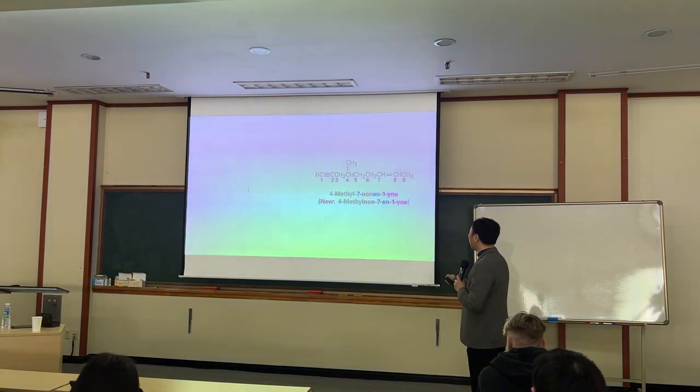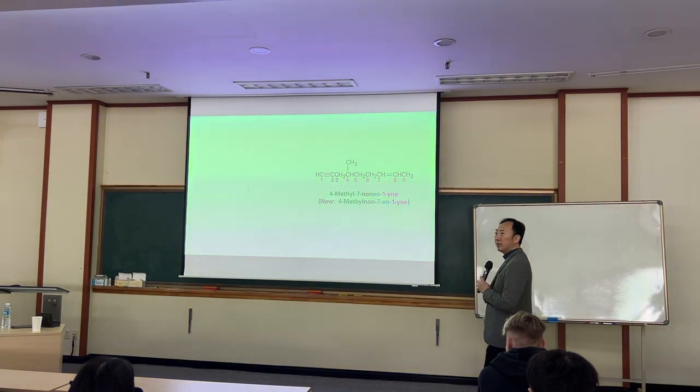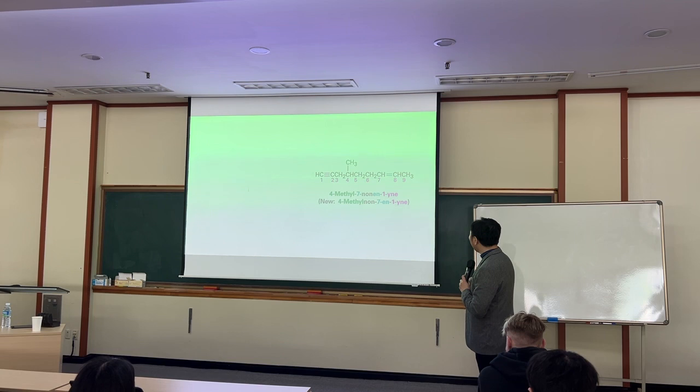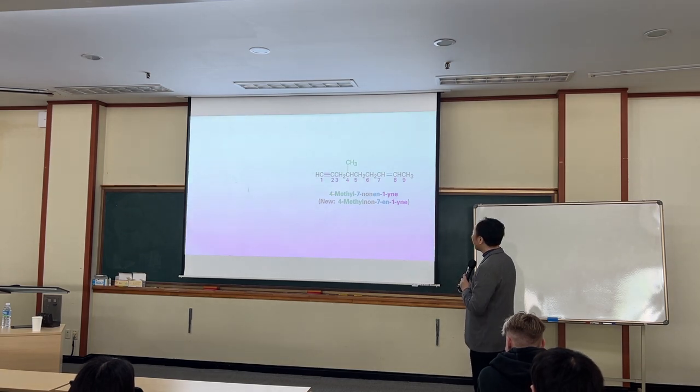In this case, it ends with yne inside. So 4-methyl, 7 position this way, non-7-en-1-yne, and 4-methyl. In this case, this maybe looks more systematic. Total length is 9, 7-en-1-yne. Looks like this is a little more systematic. That's why this is kind of a nice suggestion.